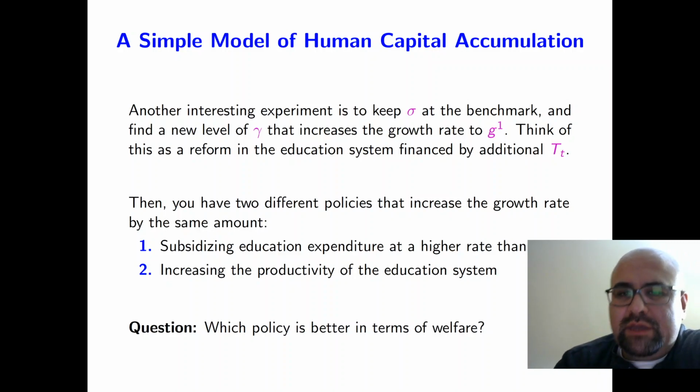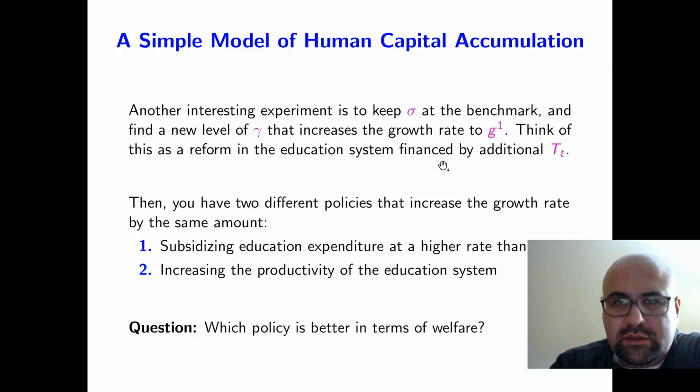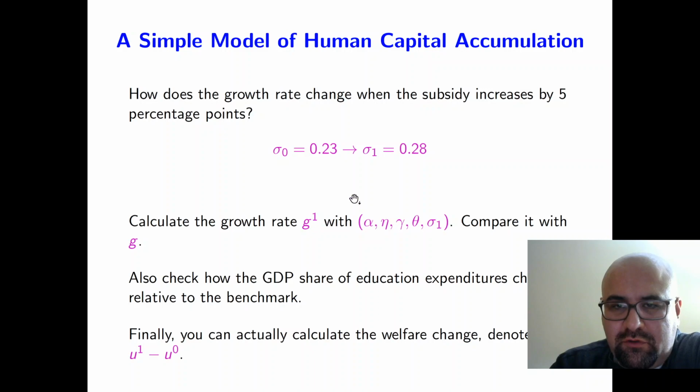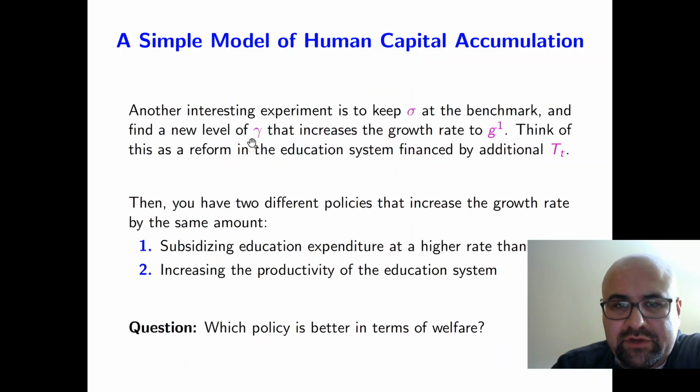Okay. Then of course, we need some benchmarking here. So you have two different policies that increase the growth rate by the same amount, because we're going to choose a gamma increase that matches the growth rate G1. Okay, remember G1 was the growth rate when we have increased the subsidy rate. Now instead of increasing subsidies, we can increase gamma as well to imply the same growth rate. And then we have two experiments.